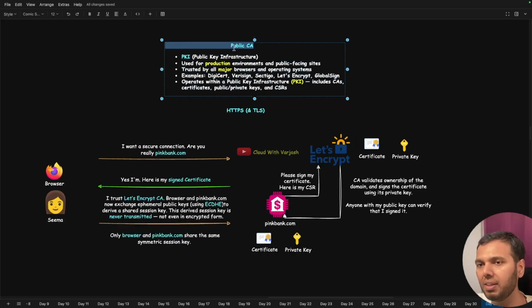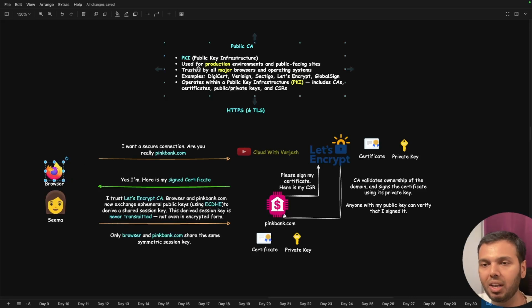Not just any public CA. It is not something that you can wake up today and say I'll open a public CA. It's not like that. Public CAs have a whole process. They must be compliant to certain compliance standards, and once they are, only then are they trusted by browsers. So here I am saying trusted by all major browsers and operating systems.